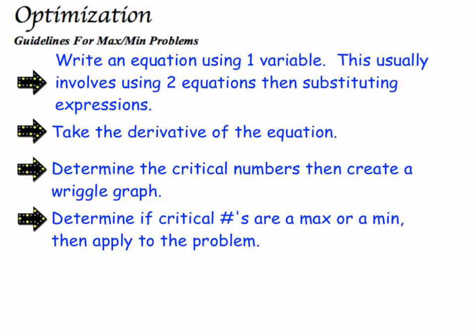So guidelines for max-min problems are that we write the equation using one variable, and this usually includes substitution. We take the derivative of the equation. We determine the critical numbers, and the critical numbers are substituted into the original equation. And we determine if the critical numbers are a max or a min as they apply to the problem.